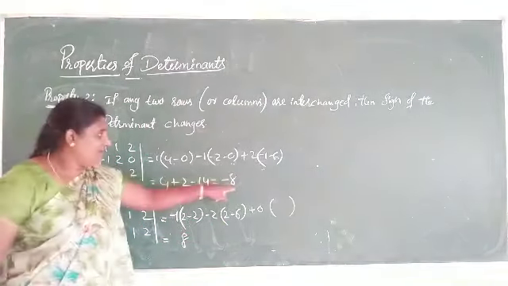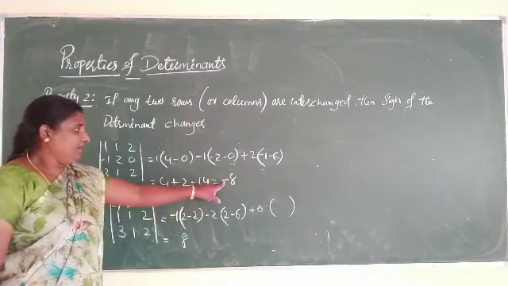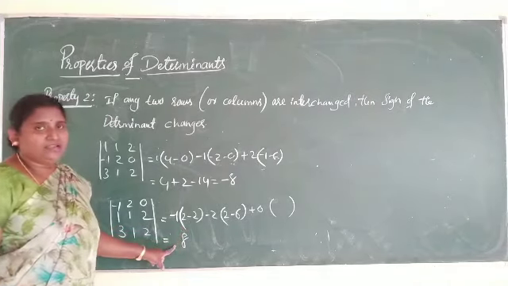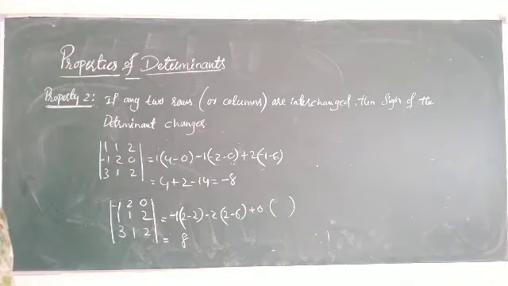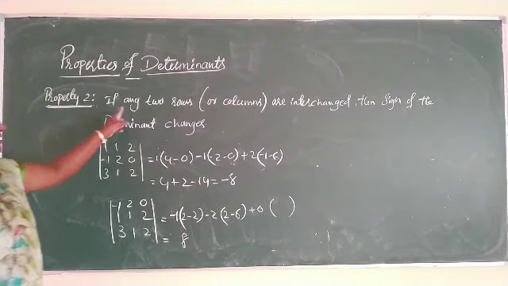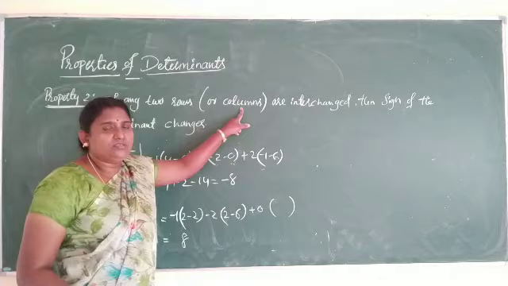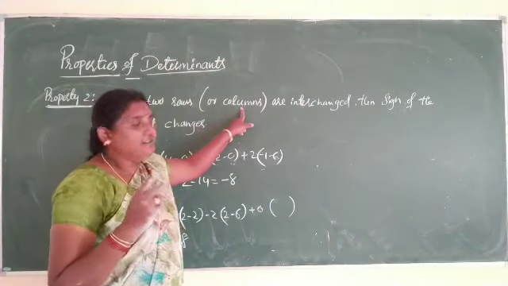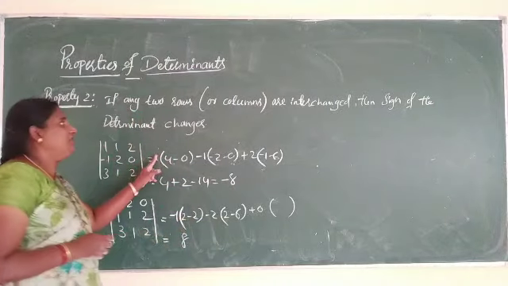So you observe the value is 8 only. Here also the value is 8. But what happened? Here it is minus 8, and here you get plus 8. That's the meaning of property 2. So if any two rows or two columns are interchanged, then the sign of the determinant changes.